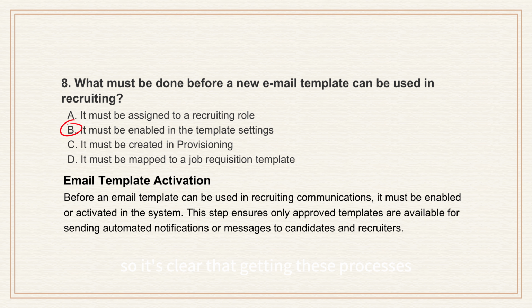And here's a really crucial tip, something that often gets missed. After you create a new email template, you must actually go into its settings and enable it. Only then can it be used in recruiting. It's not enough just to build it. You have to flip the switch, basically. Okay, that sounds exactly like the kind of small detail that could easily trip someone up if they weren't aware. So it's clear that getting these processes, the route maps, the communication points, right is essential for efficiency, making sure nobody misses an important update.